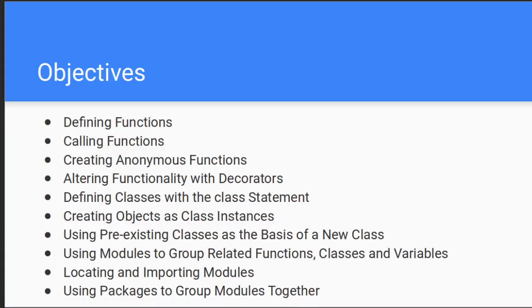In this video, we're going to define some functions, call them, create some anonymous functions, and decorators. We're going to define some classes and instantiate some of them. Use inheritance for pre-existing classes. Then organize our code with modules and packages. So let's get into it.